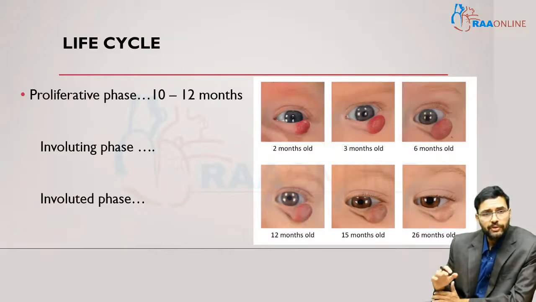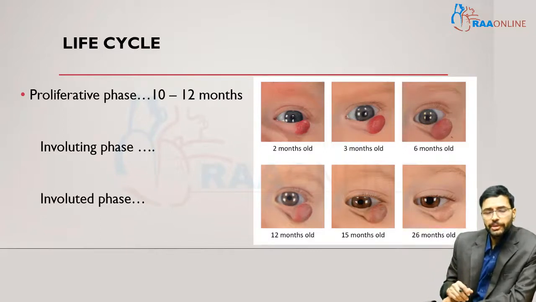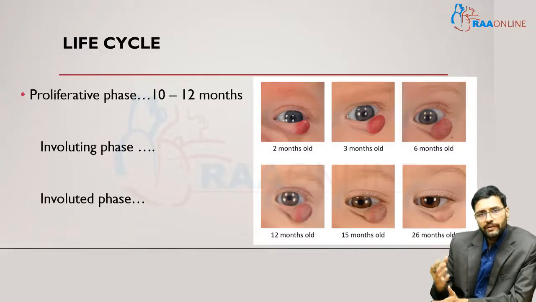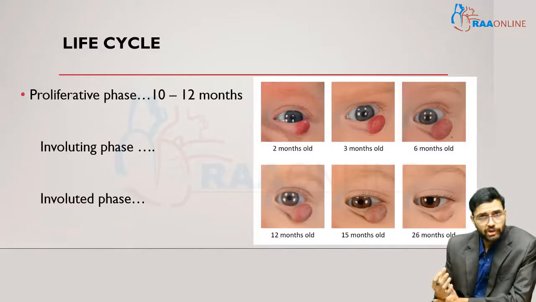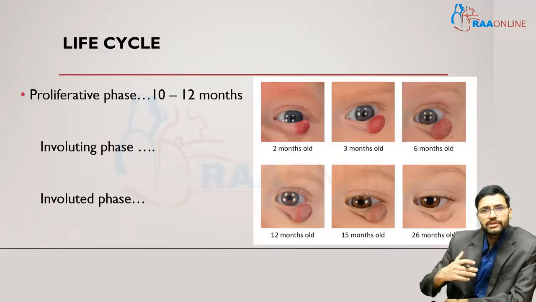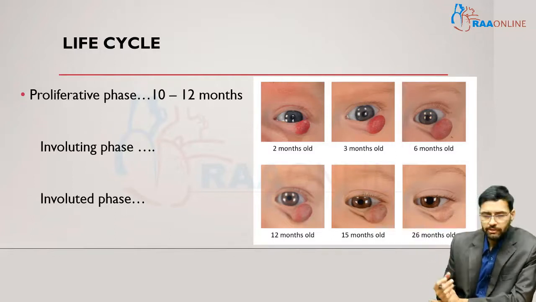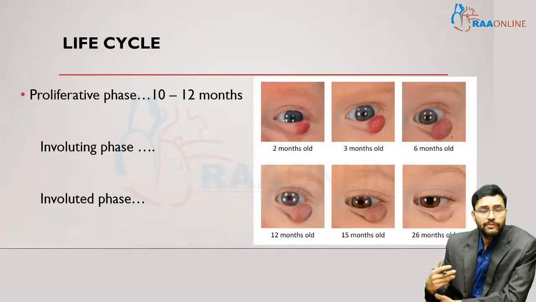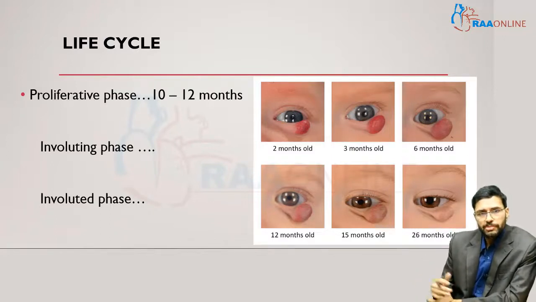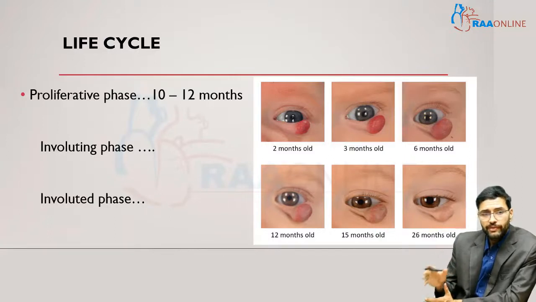It undergoes three important phases. One is a proliferative phase. As soon as the child is born, it develops an infantile hemangioma 1 to 2 weeks after delivery, and it looks bright red, especially if it's a superficial hemangioma. Suppose it's a deep-seated hemangioma, it might have a bluish hue because of the skin overlying it. It rapidly increases in size after it is noticed, for a period of around 10 to 12 months. After 10 to 12 months, this process of rapid increase in size, or proliferation as we call it, slows down, and it enters what is called the involuting phase.